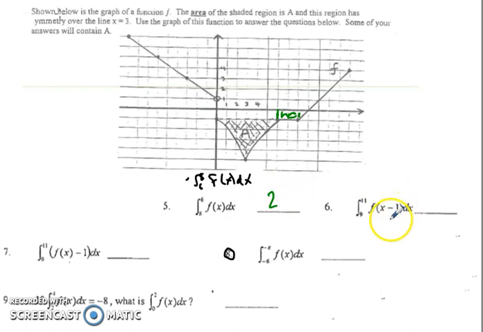Number 6, this x minus 1 is a right shift of the function. So if my limits of integration are now 9 to 11, then what I did was I took the section from 8 to 10 and I shifted it right. So let's see, 8 to 10, the net signed area here is 0.